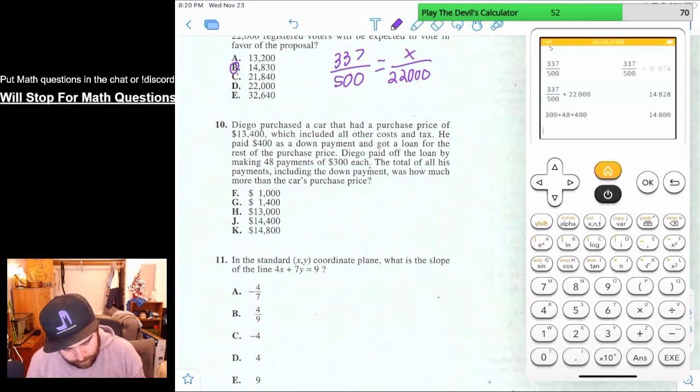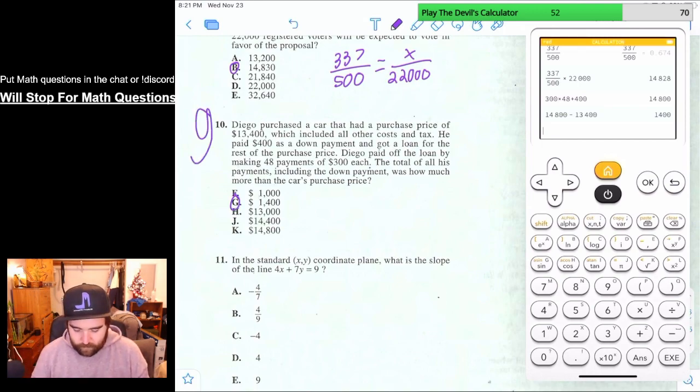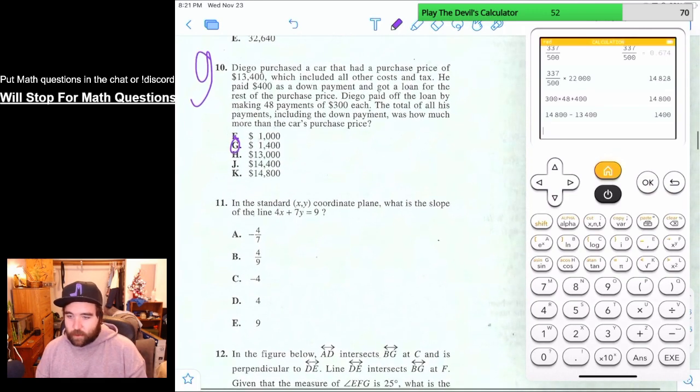Okay, right. So that's the total amount he paid. The car was only worth 13,400. So if you do that answer minus that, you end up with 1,400. So that's the difference. So that's a pretty good deal, especially with such a low down payment.